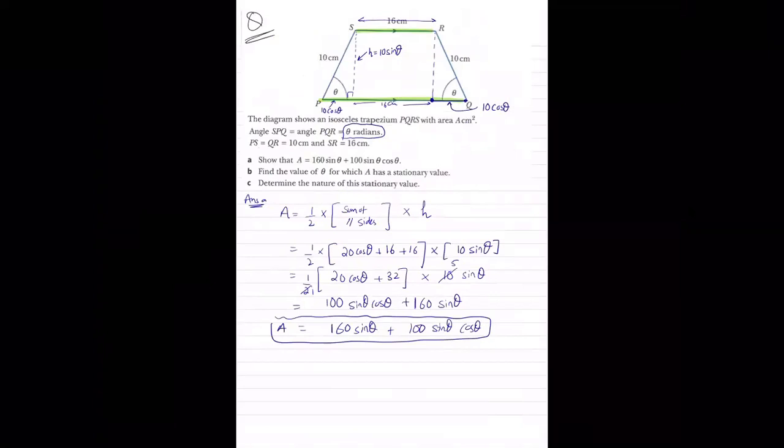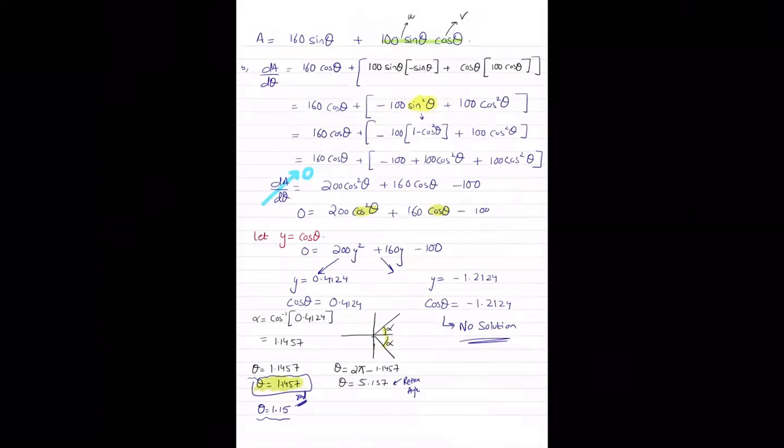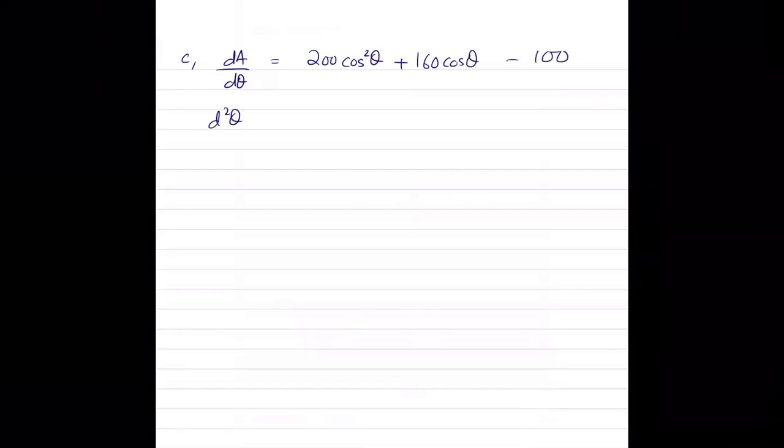Okay, the last part says determine the nature of the stationary value. Now, again, we know that to determine the nature of the stationary value, I'll have to go for the second derivative. So what was the first derivative coming out? In part C, the derivative of area was coming out to be 200 cos square theta plus 160 cos theta minus 100.